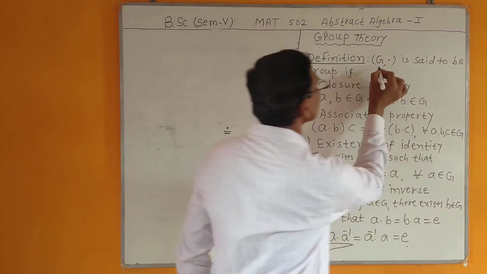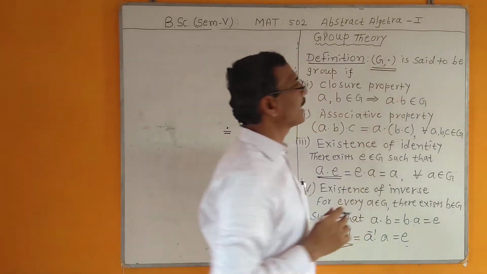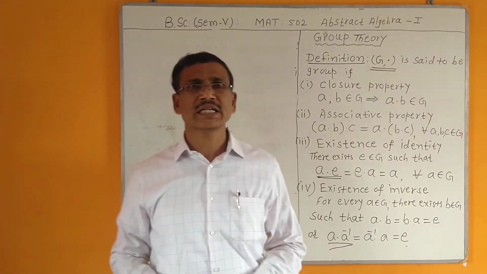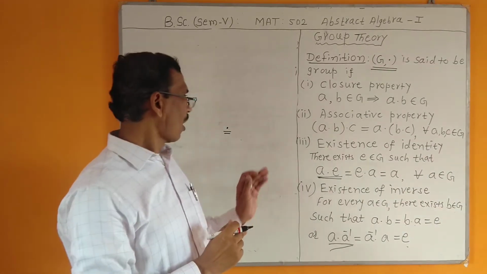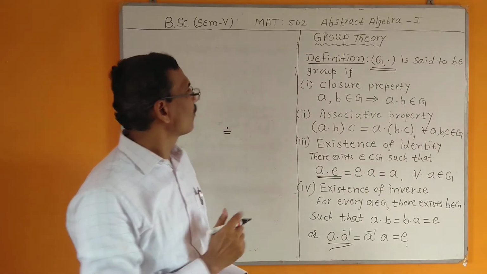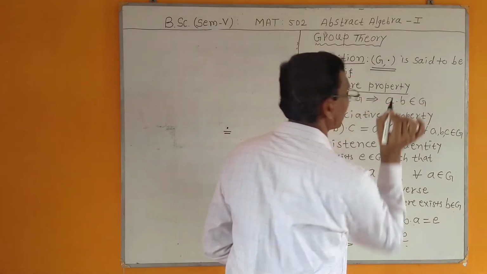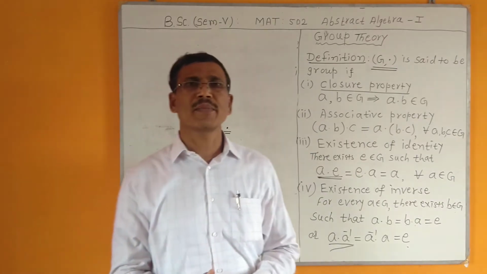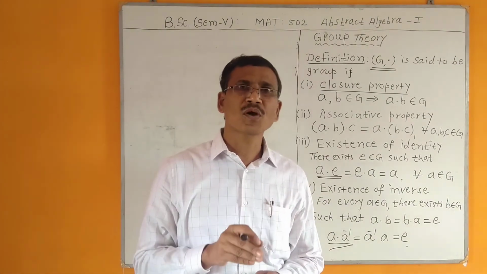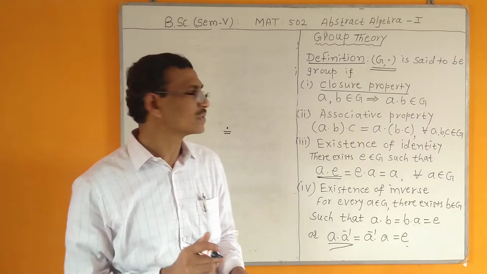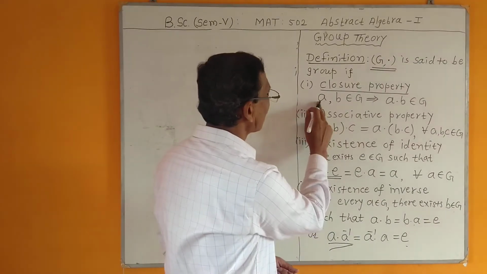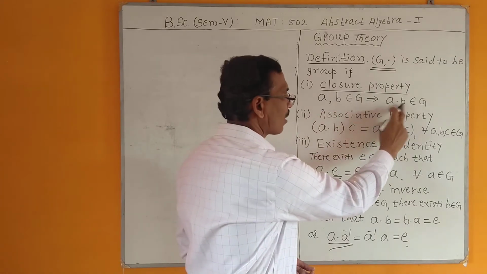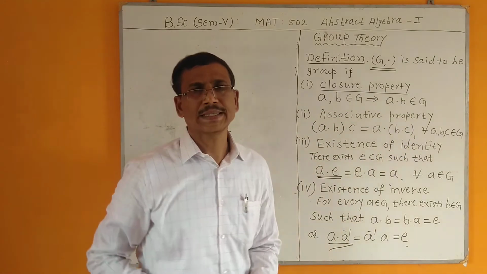Then the algebraic structure or algebraic system (G, dot) is called a group if the following conditions are satisfied. We shall see all these four conditions one by one. First condition is closure property. Closure property means if we consider any two elements from the set, then their product must be an element of the same set. Mathematically we write this as: a and b belong to the given set G implies a dot b also belongs to G.